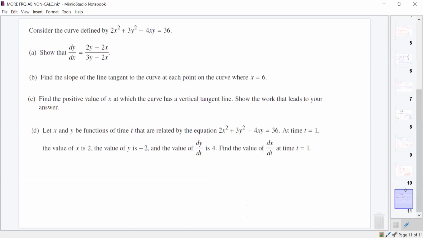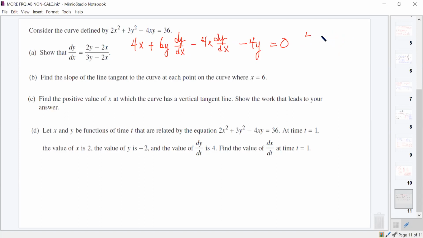Last one. First off, we want to show what the derivative of this function is. So we'll take the derivative implicitly: 4x plus 6y dy dx minus 4x dy dx, and then minus 4y equals 0. And then we'll solve for dy dx. We took the derivative implicitly and used the product rule for the minus 4xy.